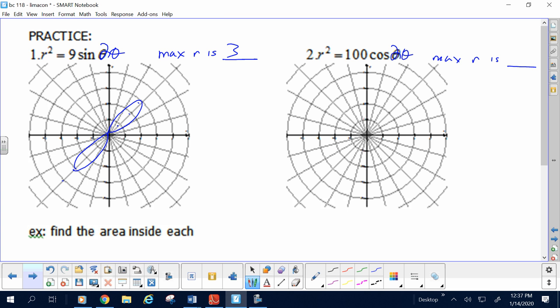What's the max R? 10, so surely you're going to have to change the scale a bit. Let's go by 2s. 2, 4, 6, 8, 10. Okay, you good?